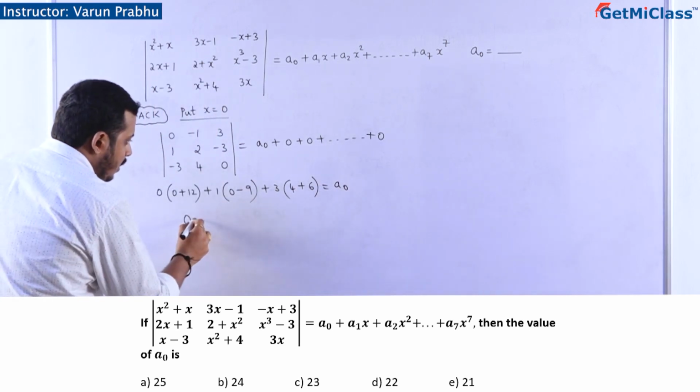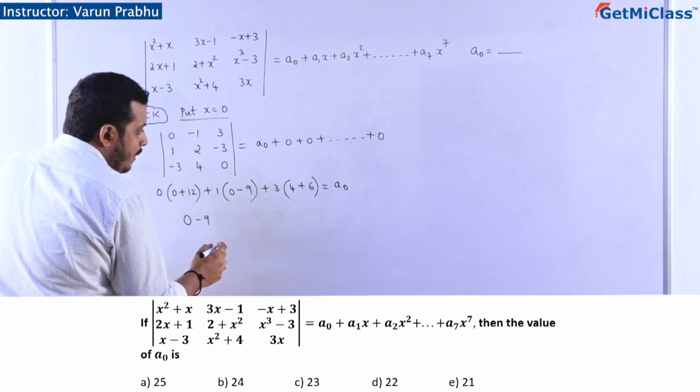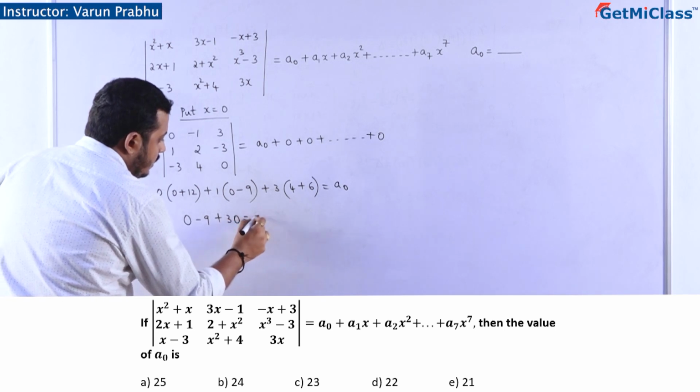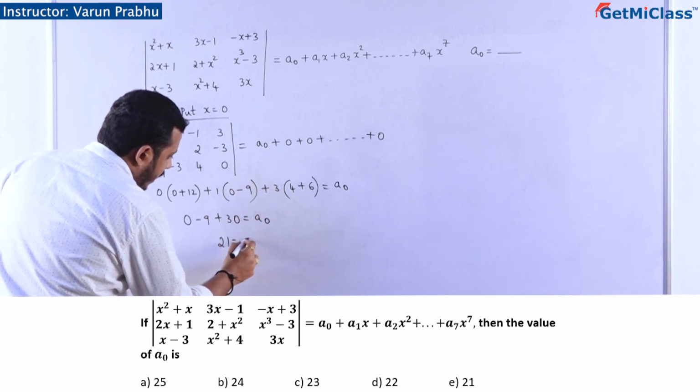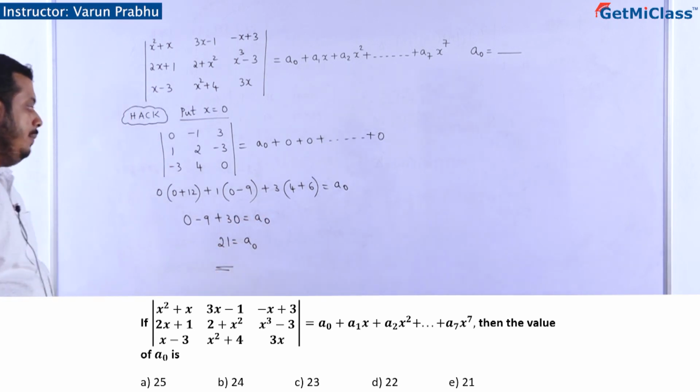So your answer will be 0 minus 9, 4 plus 6, 10, 30, that is equal to a0. So the value of a0 will be equal to 21, which is the answer to the question.